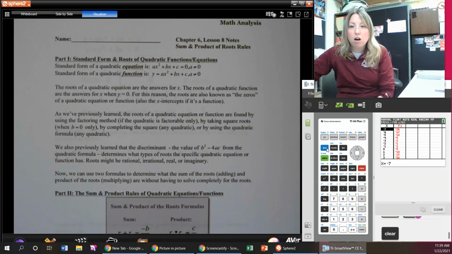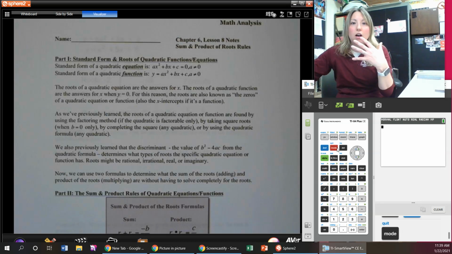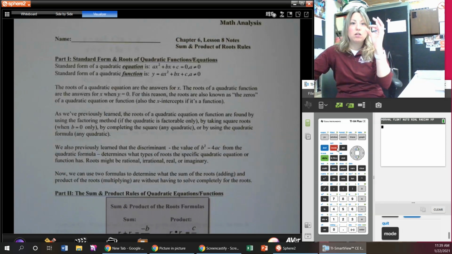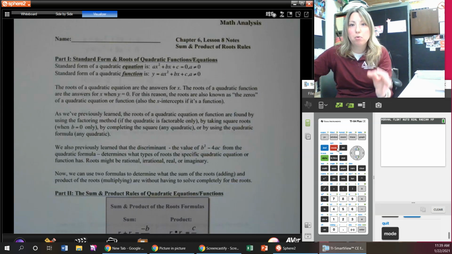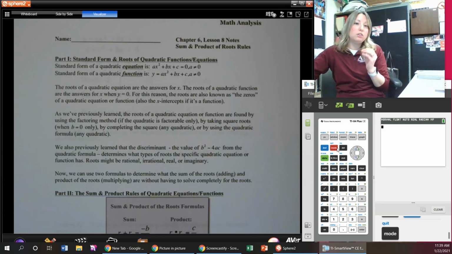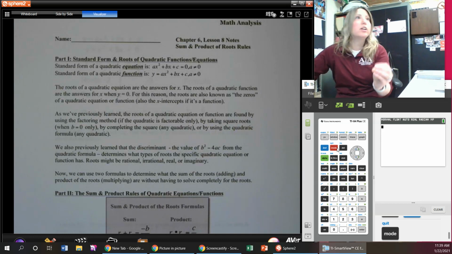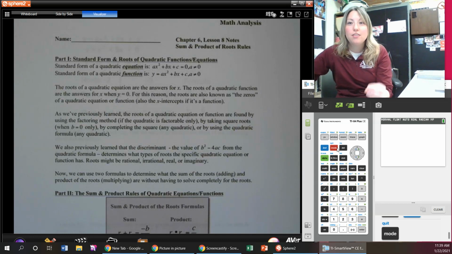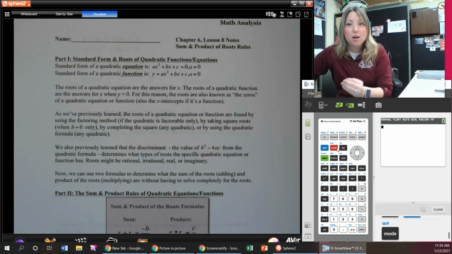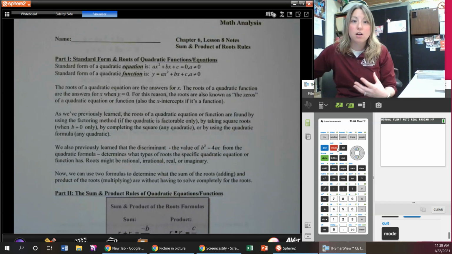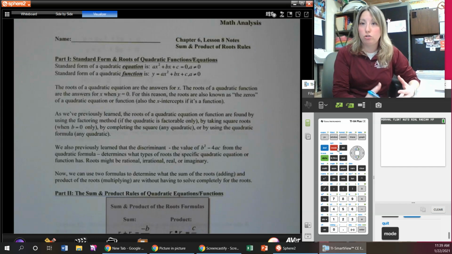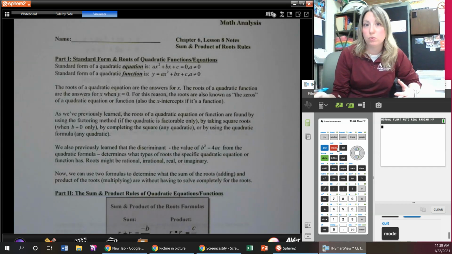So we are looking at today something called the sum and product of the roots. And now before I go anywhere further, I need to very, very emphatically remind you that sum means adding and product means multiplying. Because if those two words aren't things you remember, you might get confused about what we're doing with our values in our roots.